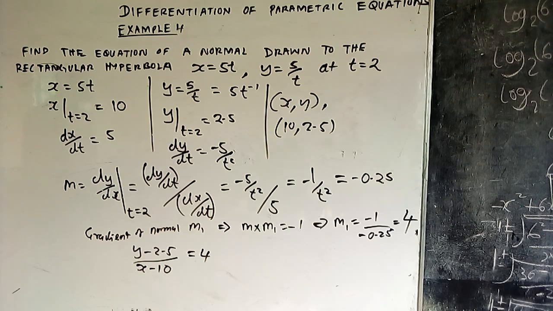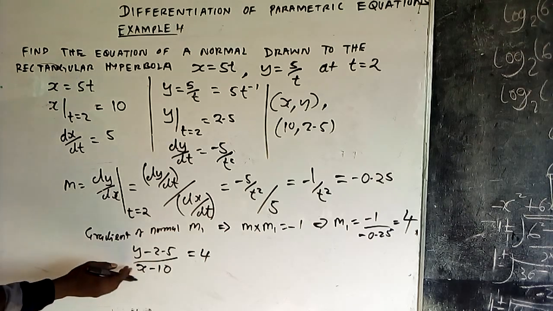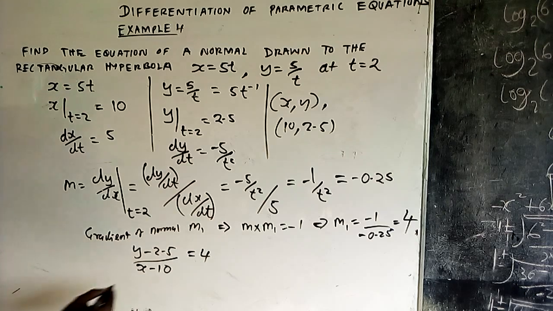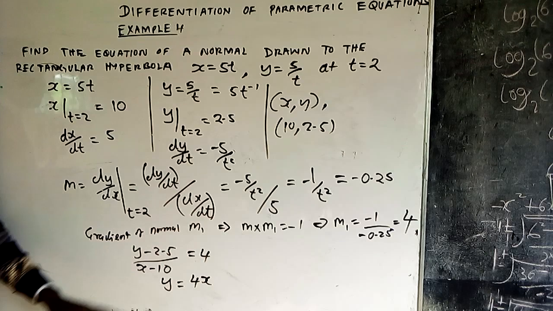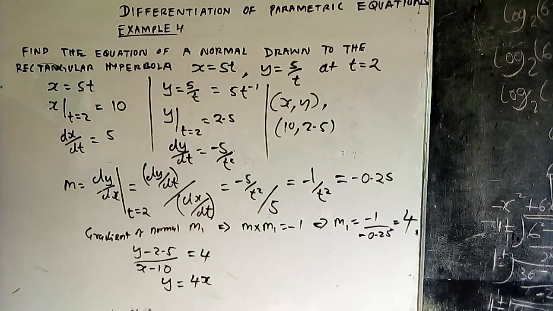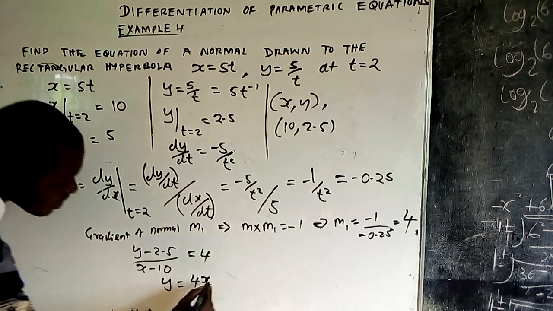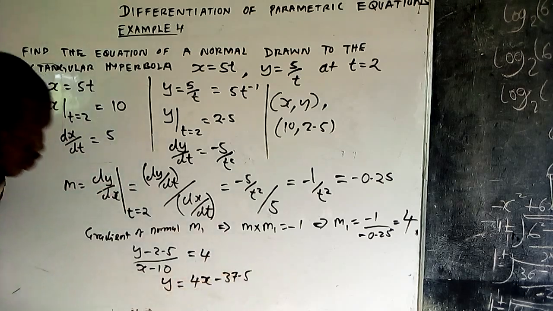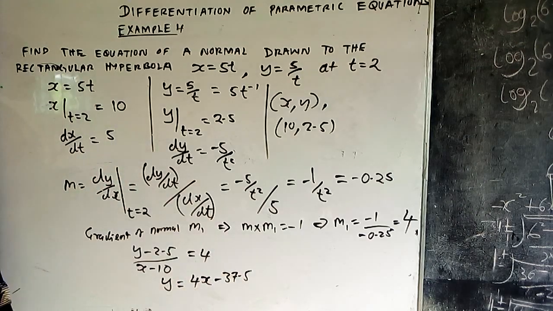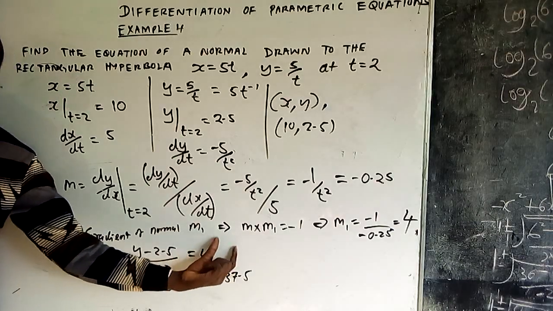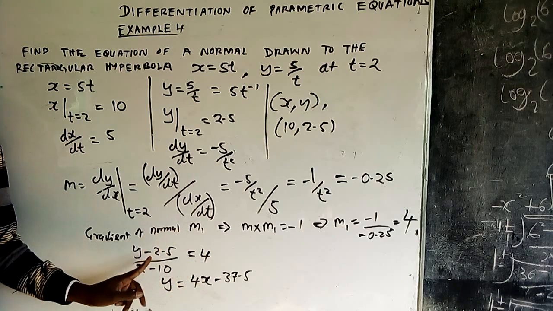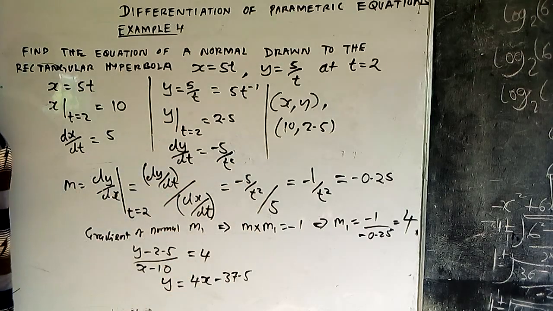So what you do is just simplify. If you simplify this, x minus 10 goes to the other side, you remain with y equals 4x minus 40 plus 2.5. You should be very fast in working that out. Some of these things can only be seen, you don't even need to do them. x minus 10 going to the other side, that is 4x minus 40. Then -2.5 going to the other side is plus 2.5, isn't it?